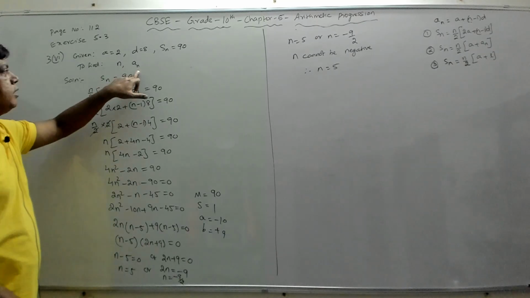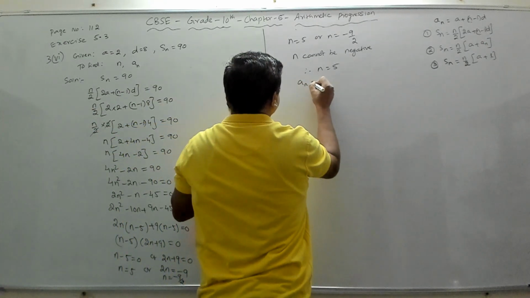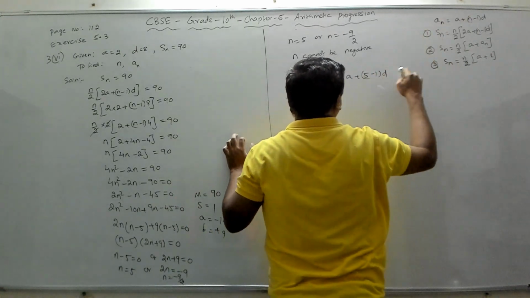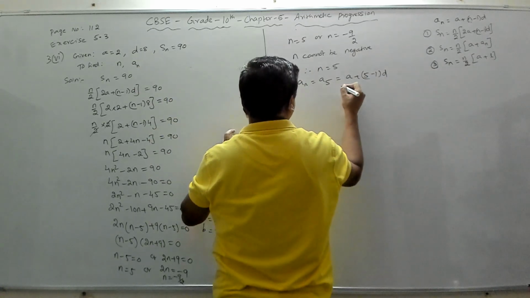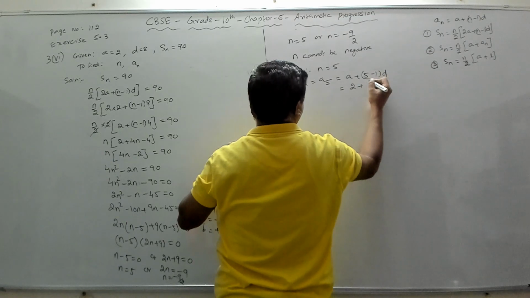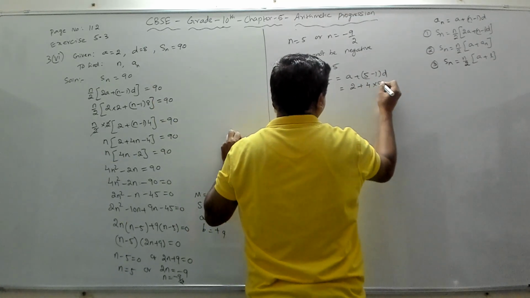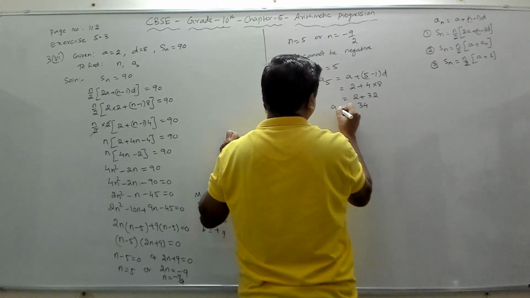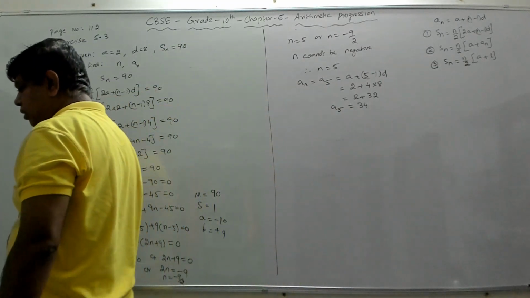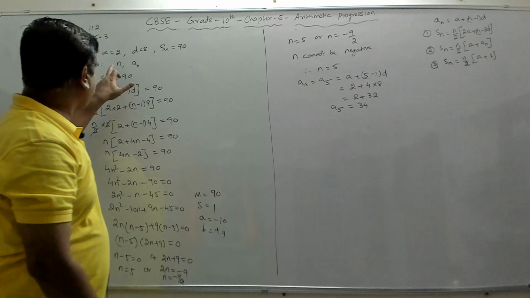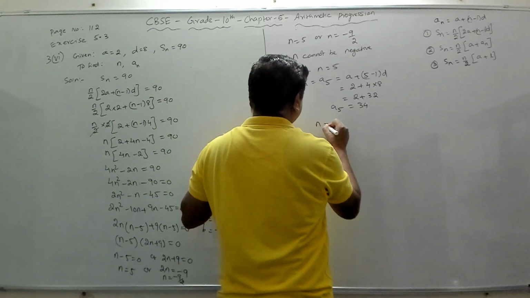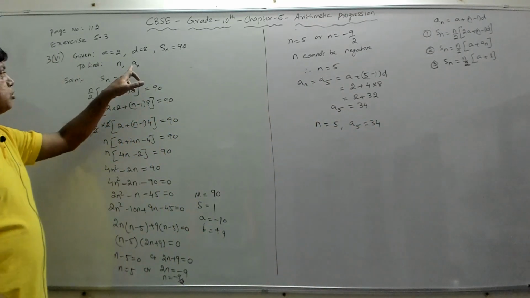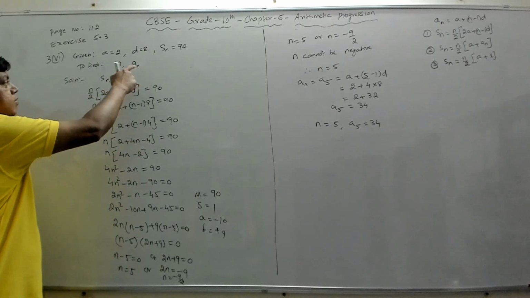Now we should find an. an means a5. a5 is what? As per the formula, an is a plus n minus 1 into d. n is 5 here. Now let's substitute everything. a is 2, plus 5 minus 1 is 4, into d. d is 8. So you get 2 plus 32, which is 34. So that is your a5. So what have we found? We have found n and an. n is 5 and a5 is 34, because when n is 5, an will be a5.